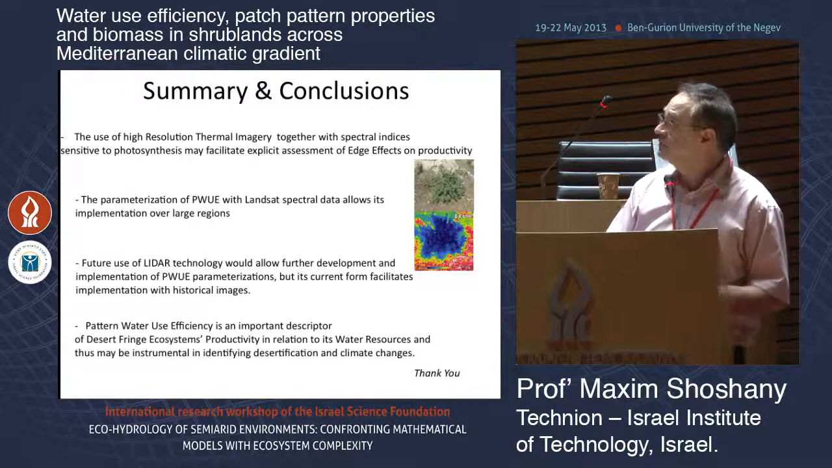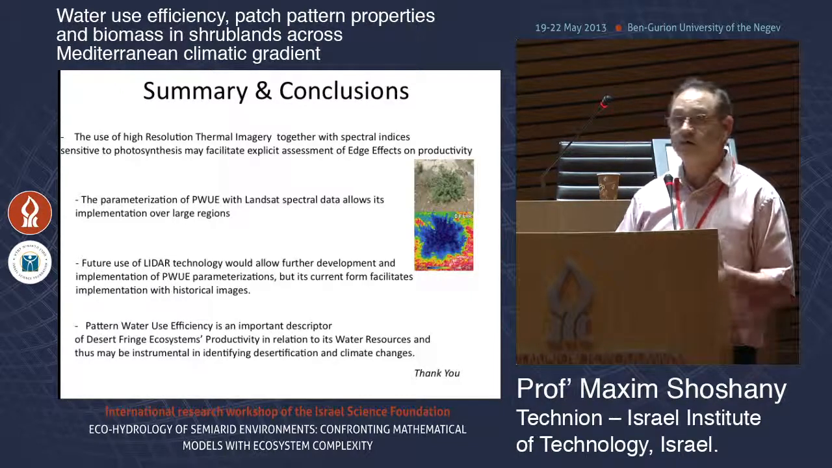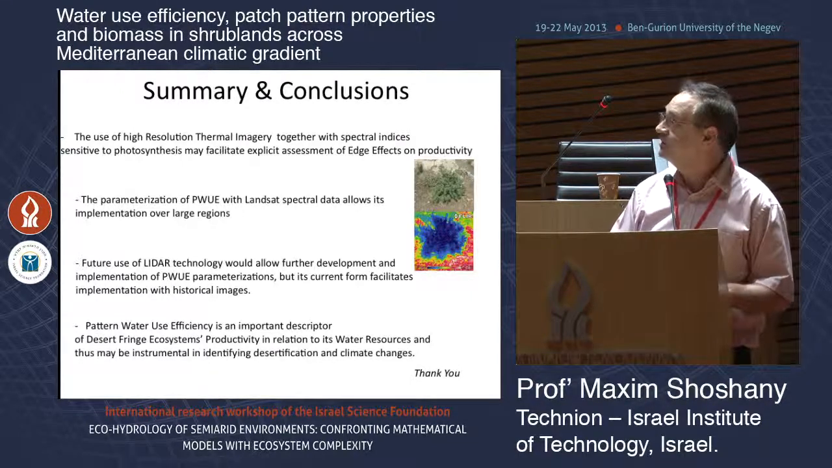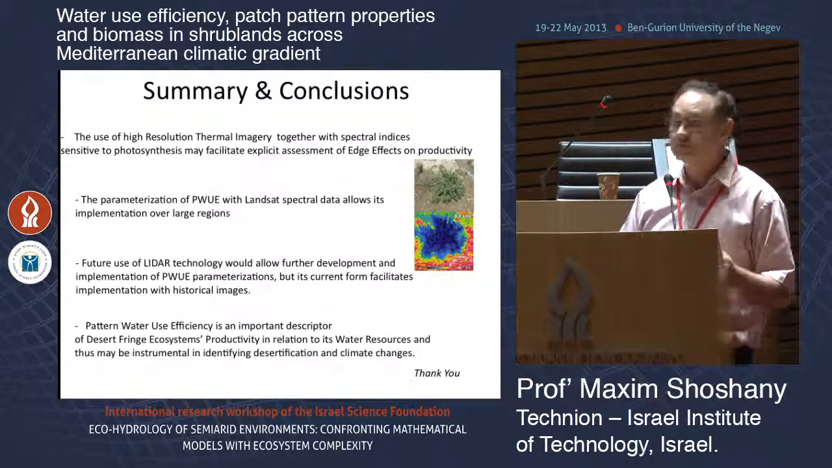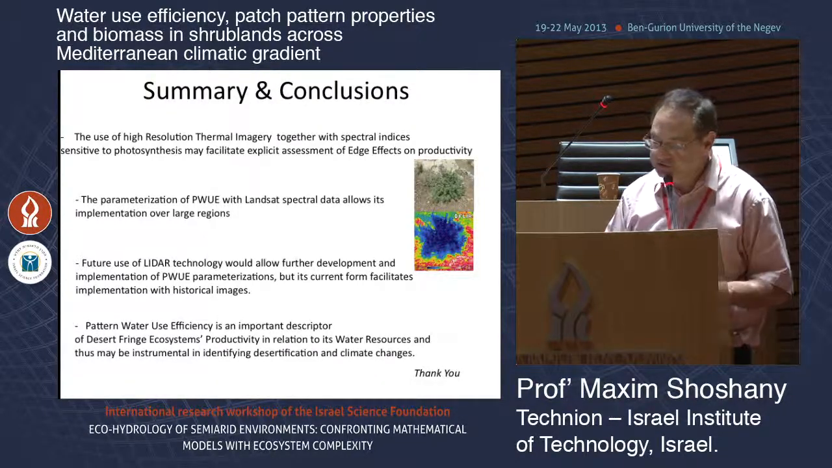It's an important description of the productivity of ecosystems in desert fringe ecosystems within the context of climate change and desertification.